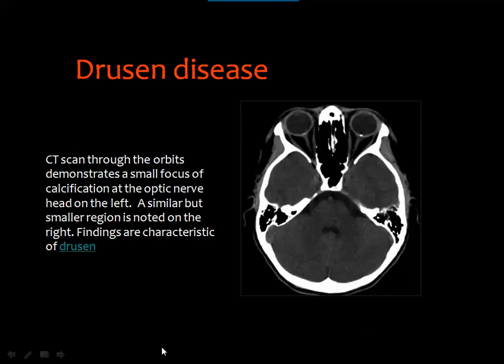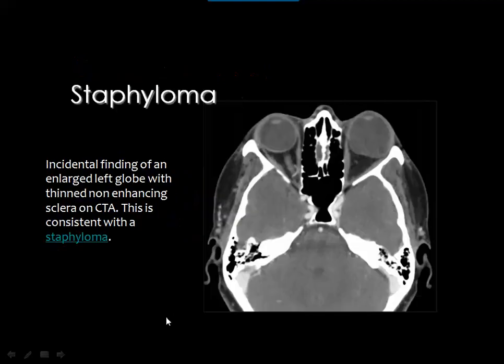Then Drusen disease is just calcium which is located at the region of the optic disc. This can be unilateral, but commonly can be seen bilateral. This is known as Drusen disease. Staphyloma is an abnormality in the configuration of the globe, and you see here this globe is not an exact ball like the right one, but you see some deformity in the posterior coat of the globe, which is known as staphyloma.